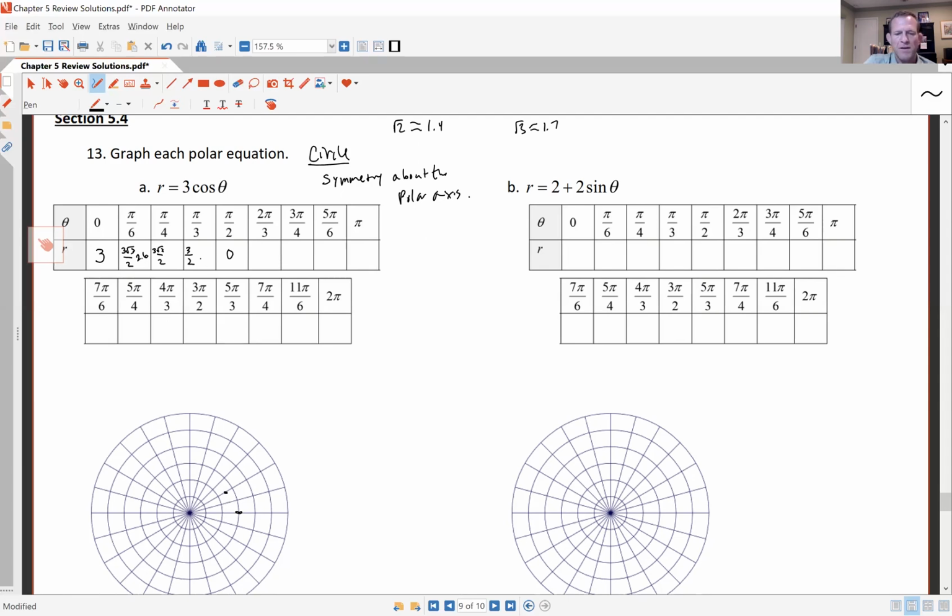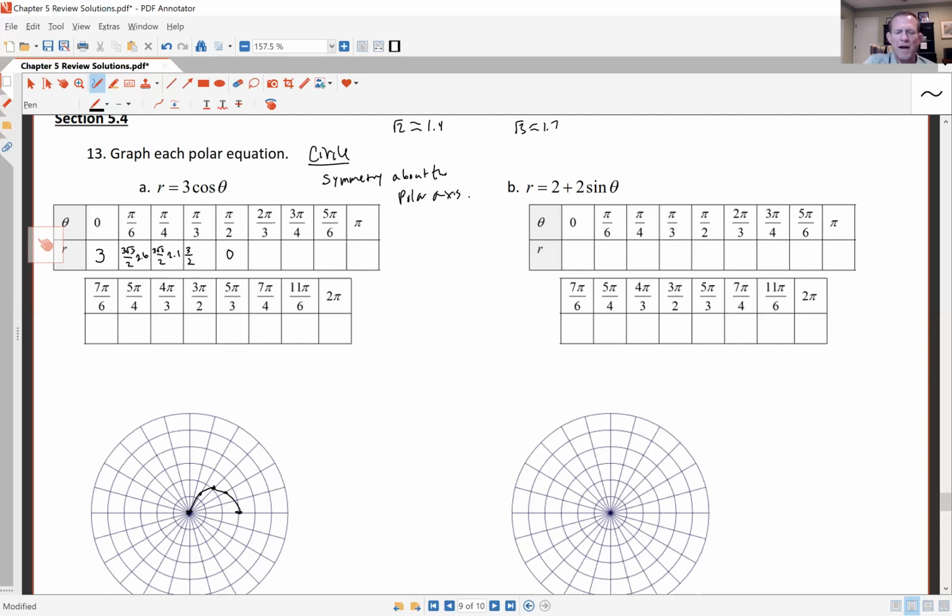And now we have pi over 4, which is 3 root 2. So 3 times 1.4 is around 4.2. Divided by 2 is around 2.1. So pi over 4, we're at 2.1. And then at pi over 2, we get back to 0. So we're seeing that this is the top. I didn't put my 3/2 on there. My pi over 3, 3/2, 1.5. That's the top part of the circle.